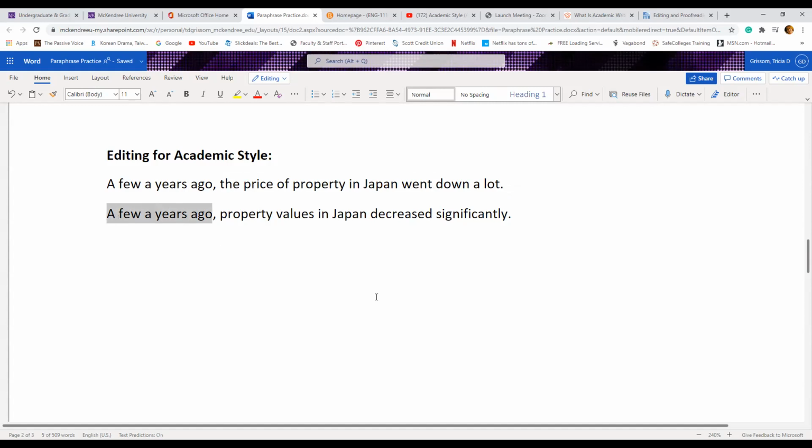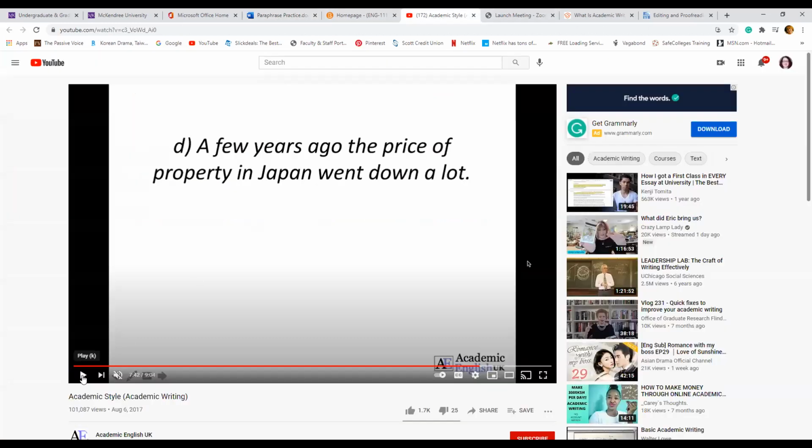What time period do we want to go for? 5 years ago? I like it, much more precise. Let's compare the before and after. A few years ago, the price of property in Japan went down a lot. 5 years ago, property values in Japan decreased significantly. You can tell there's a significantly different and more formal tone, better choice of words, editing for clarity and conciseness and specificity. Very good. Let's look and see what they did with it.